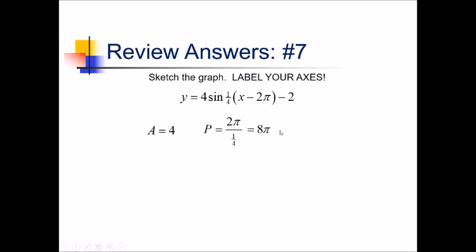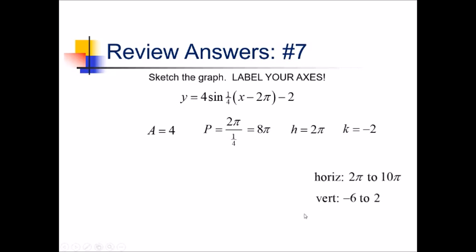Then for the h value, I've got the opposite of whatever's in this parentheses, so positive 2 pi. And then for the k value, I've got whatever this constant is, so negative 2. Horizontally, I'm going from my h value of 2 pi to the h value plus the period, so 2 pi plus 8 pi gives me 10 pi. And then vertically, I'm going from k minus the amplitude, so negative 2 minus 4, negative 6, to k plus the amplitude. So that's positive 2.